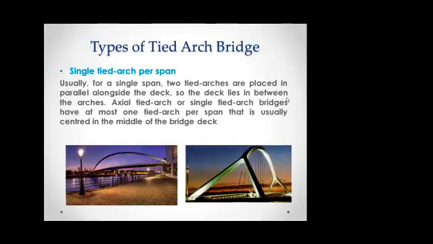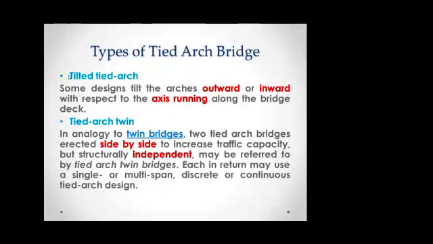So the deck lies in between the arches. An axial tied arch or single tied arch bridge has at the most one tied arch per span, usually centered in the middle of the deck slab. So these are the varieties of tied arch bridge: tilted tied arch bridge and tied arch twin. Some designs tilt the arch outward or inward with respect to the axis along the bridge, and will be called a tilted tied arch.